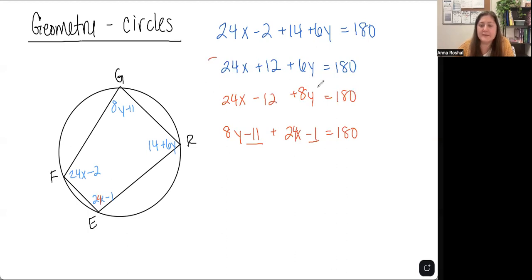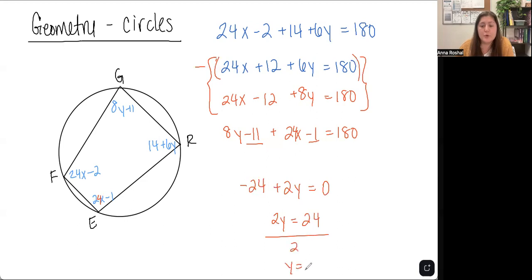And so when I have this system, when I have two variables, ideally I am subtracting one of these equations from the other. So if I subtract this top equation from the bottom, 24x minus 24x is nothing. Negative 12 minus 12 is negative 24. 8y minus 6y is plus 2y. And then 180 minus 180 is 0. So I'm going to end up with 2y equals 24. Divide both sides by 2. y is 12.